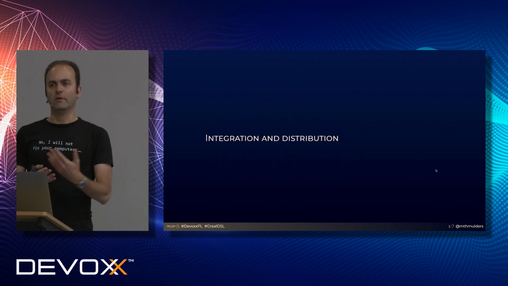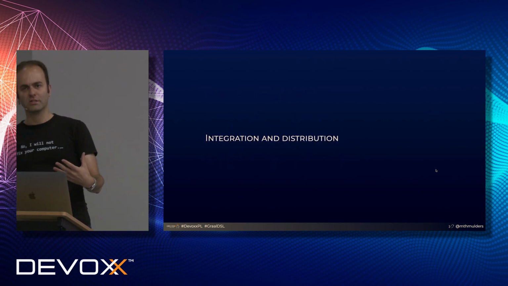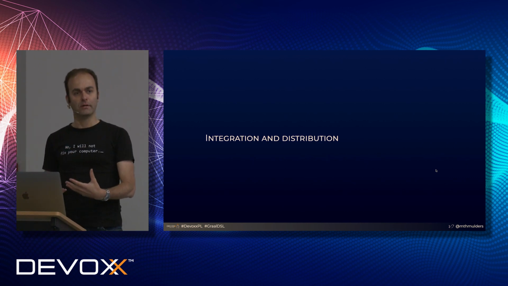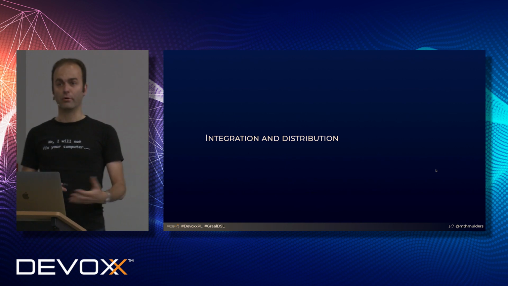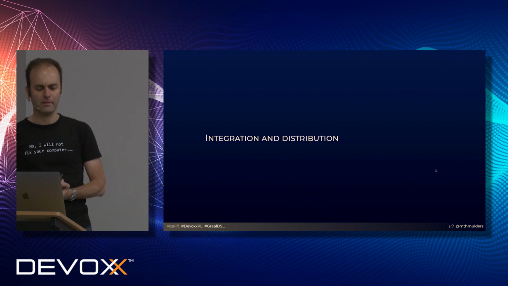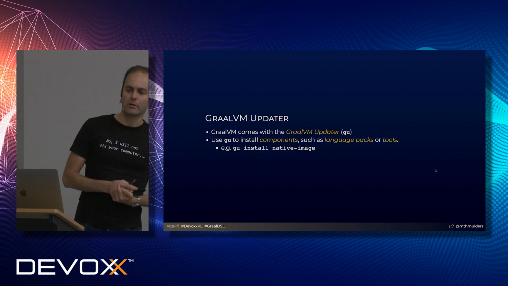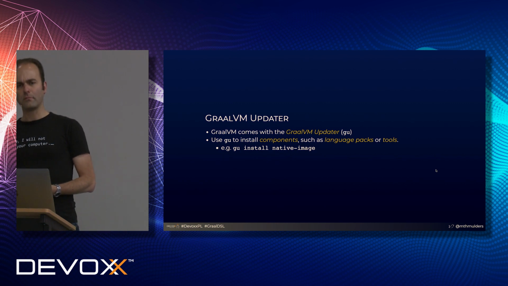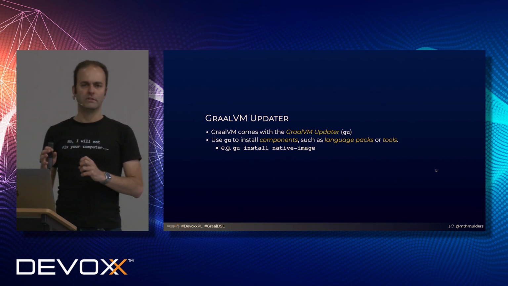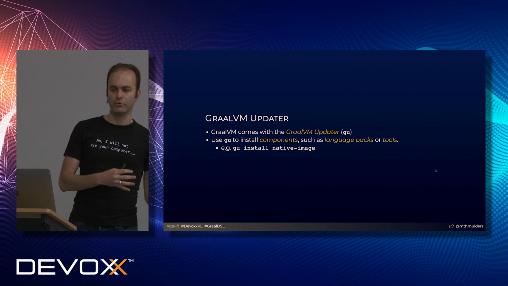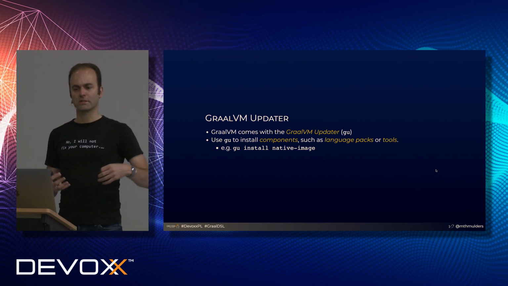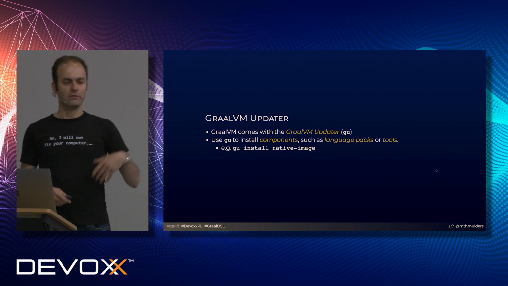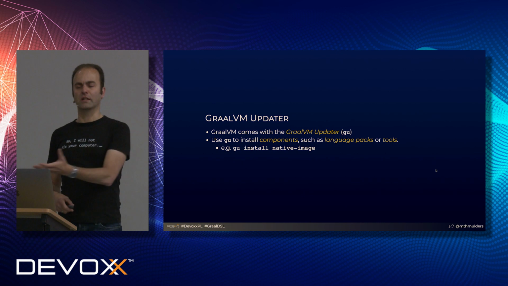Now, okay, we have a parser, we can generate an AST from our source code, this is all excellent, but now we want to enable other people to run our language on GraalVM or even on a stock JVM. How do we do that? Well, GraalVM comes with an updater, the GraalVM updater, or GU for short, and it's a command line tool which helps you in installing components to your Graal installation. Components can be, for example, tools or language packs or basically anything. And generally, you just say gu install native-image, for example.